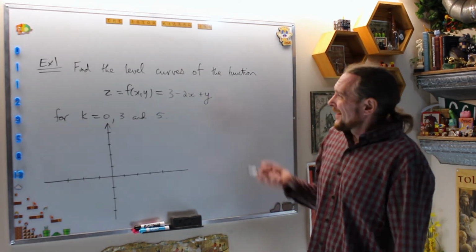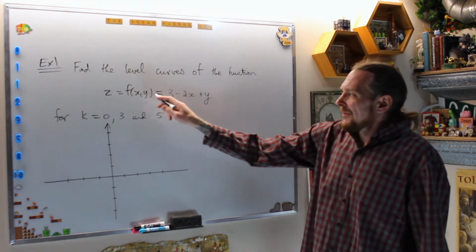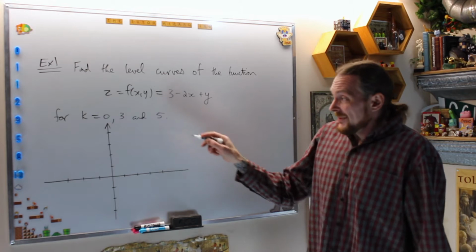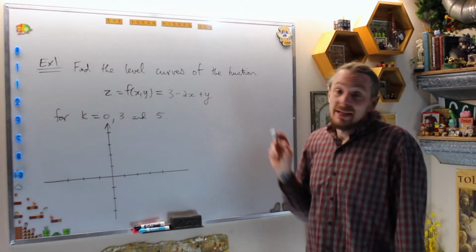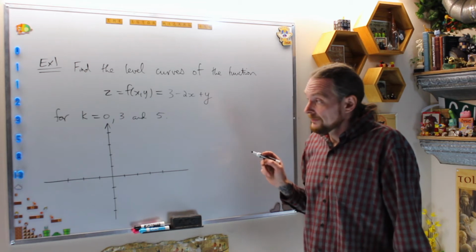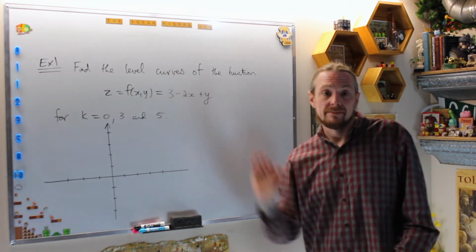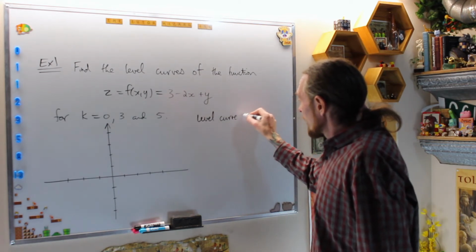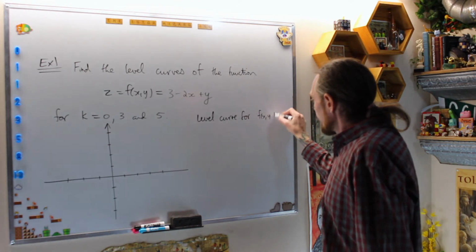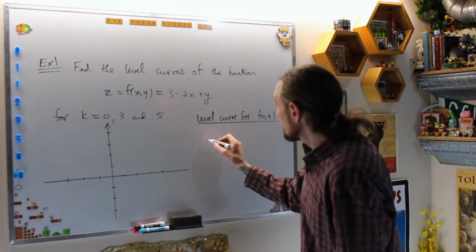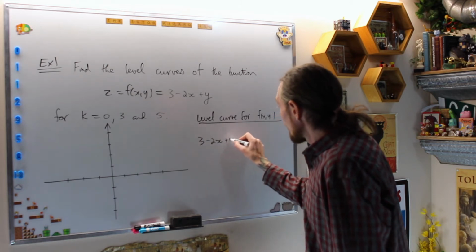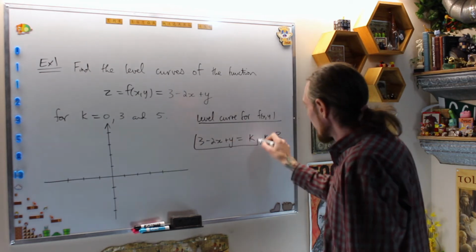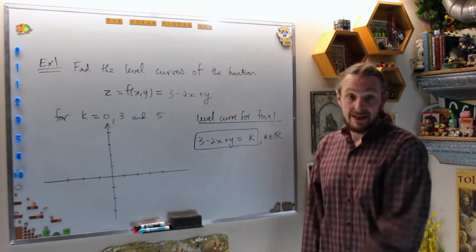Example 1 wants us to find level curves of the function z equals f of x, y, which is the same plane, 3 minus 2x minus y, for specifically the values k equals 0, k equals 3, and k equals 5, to get a picture of what's going on here. What we're going to get is a family of parallel lines. How do we see this? What we're saying is a level curve for f of x, y is going to be the equation 3 minus 2x minus y equals k for some k in R. This is the definition of a level curve, f of x, y equals k.